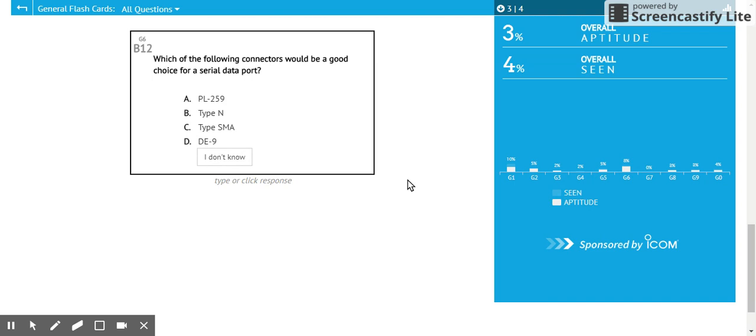Question G6B12. Which of the following connectors would be a good choice for a serial data port? I've seen this one before. It's DE9.